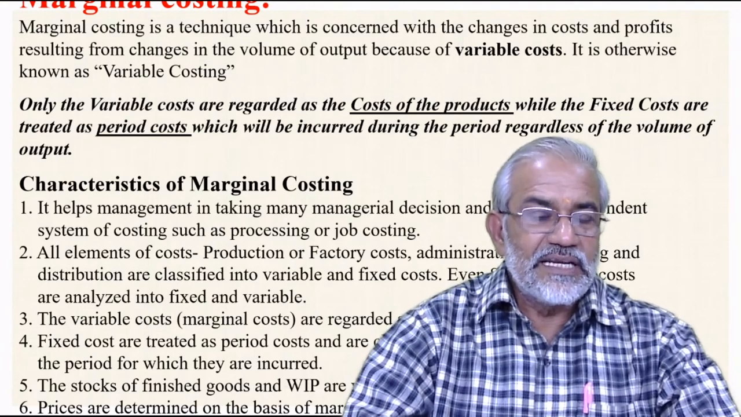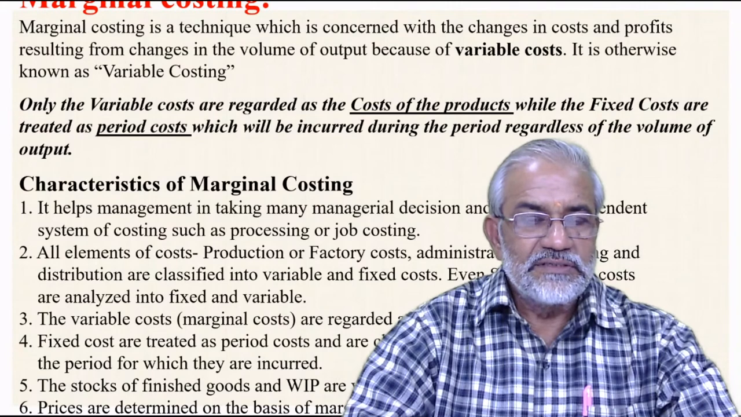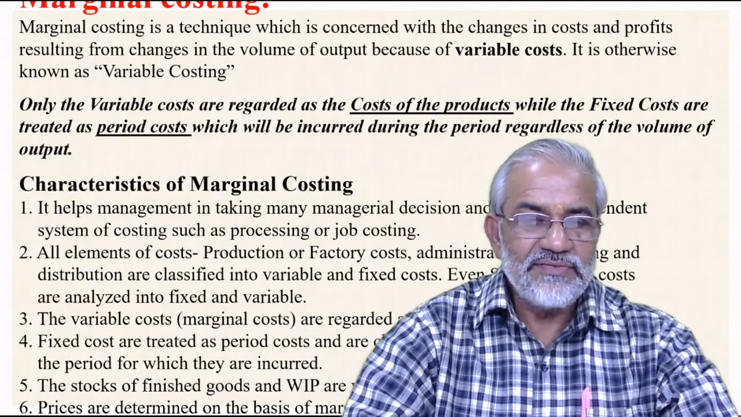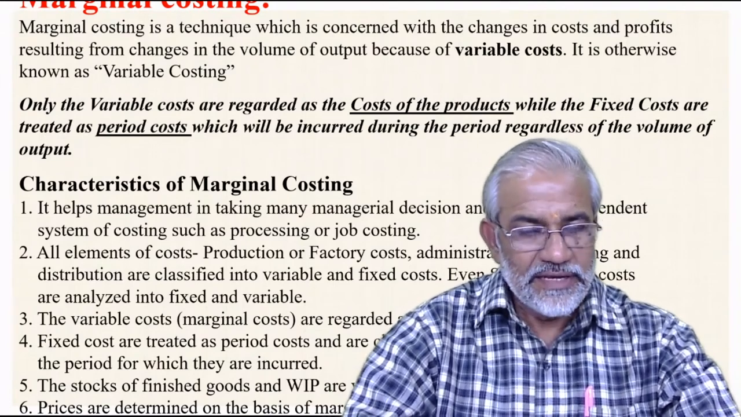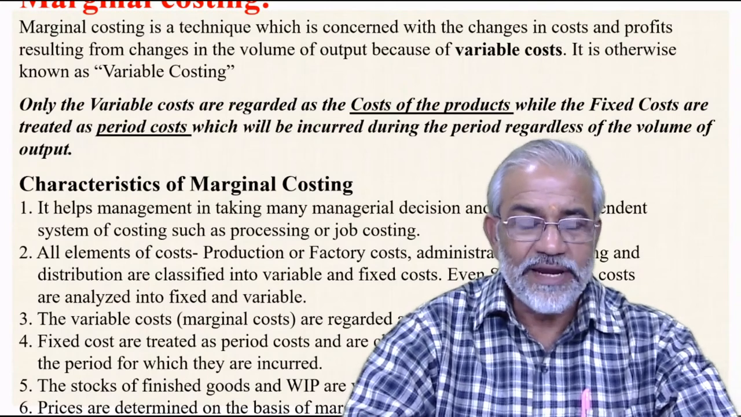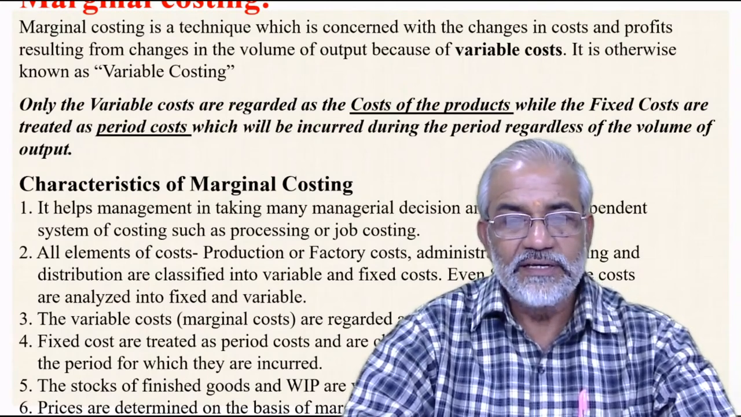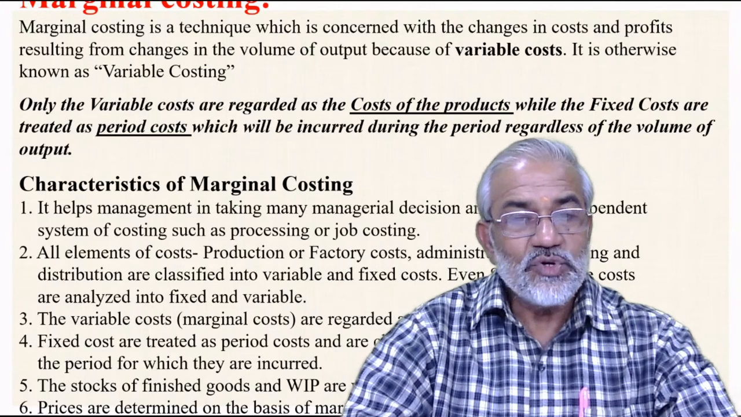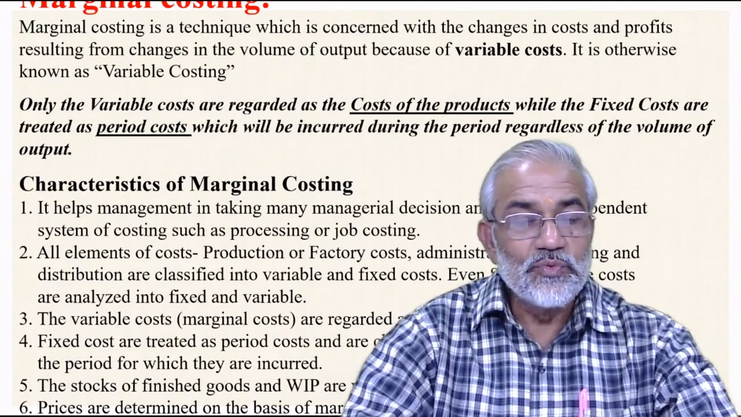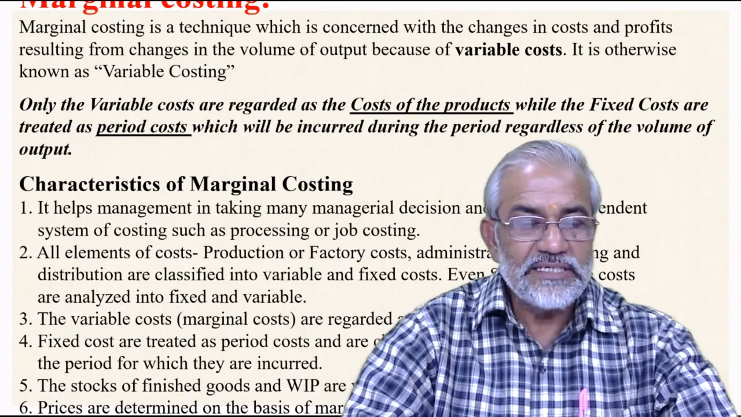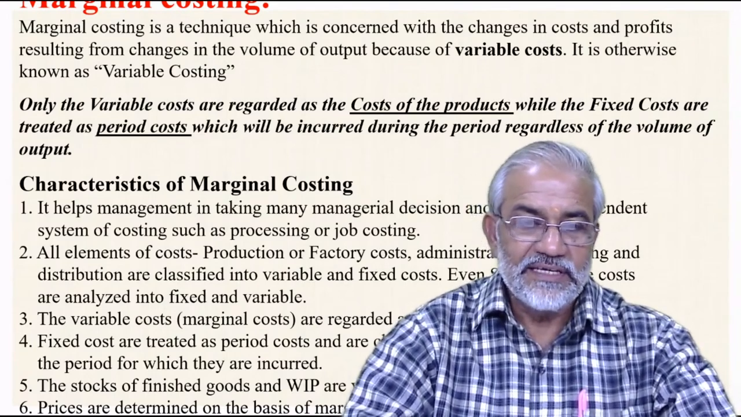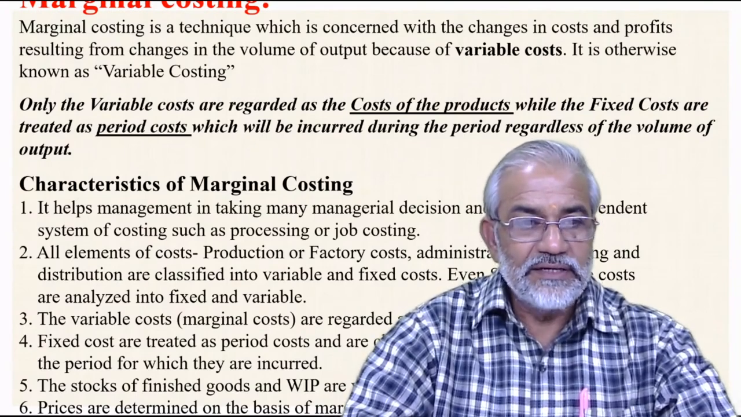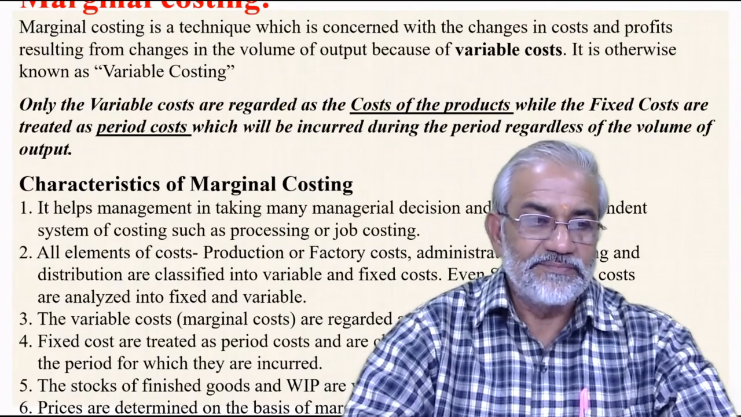The second characteristic of marginal costing is that all elements of cost, that means production, factory cost, administration and selling and distribution costs, are classified into variable and fixed cost. Earlier we have discussed that there are three types of overheads. One is the production or factory overhead, the second one is the administrative overhead, and the third one is the selling and distribution overhead. Each overhead is segregated into two major segments. First one is variable, second one is fixed.